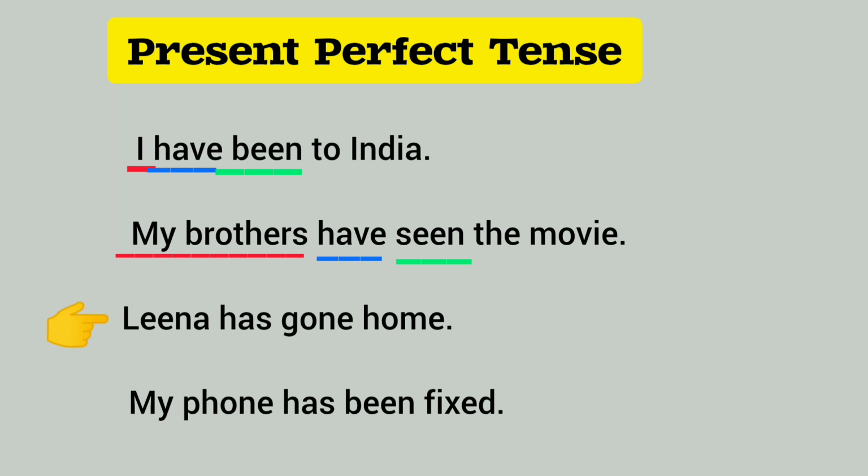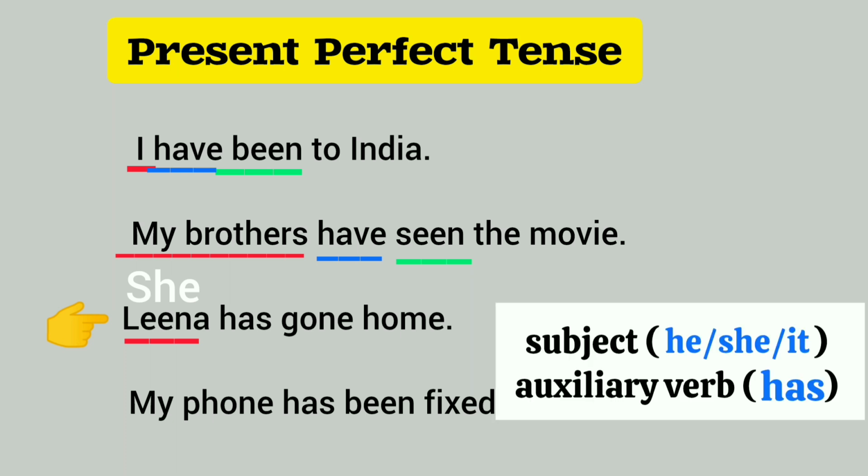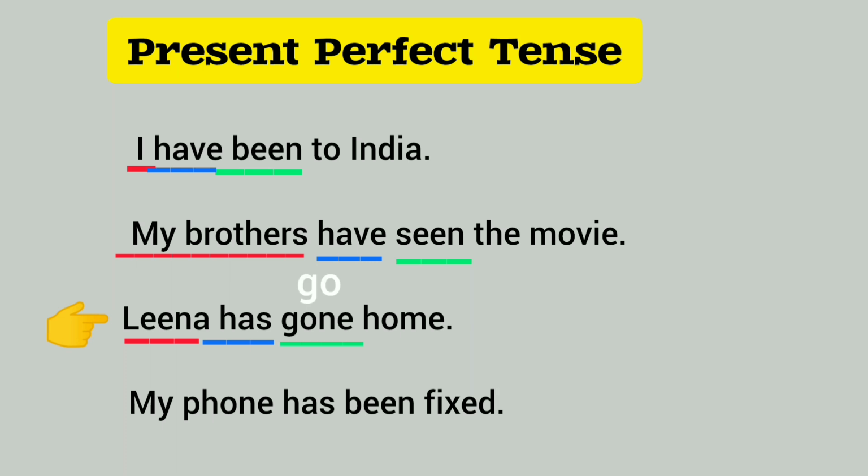Next, Lena has gone home. Remember, the subject pronoun of Lena is she. So remember, with the subject he, she, it, we follow with has. He has, she has, it has. And then the past participle gone is for the verb go. Lena has gone home. And finally, my phone has been fixed. The subject pronoun of my phone is it. Therefore, I used has. My phone has been fixed, or it has been fixed.